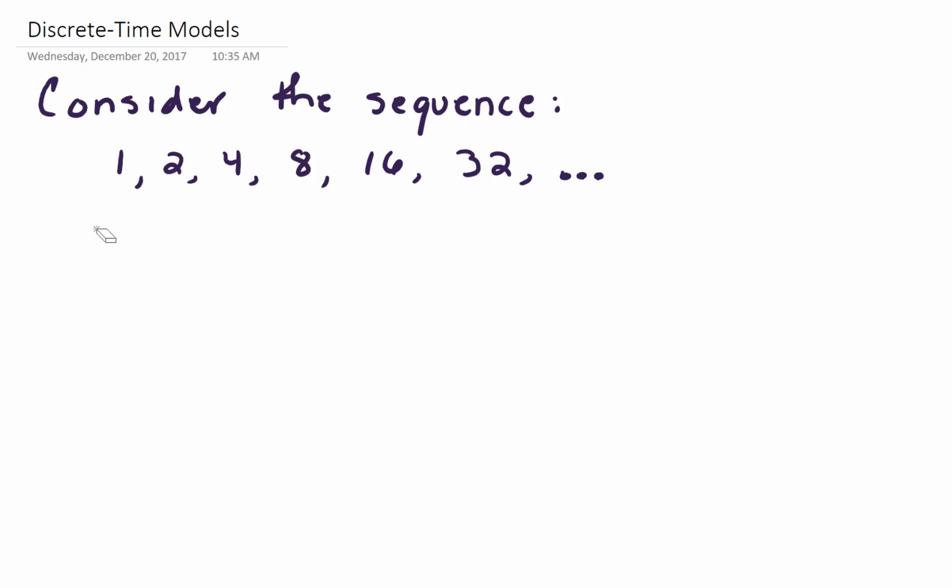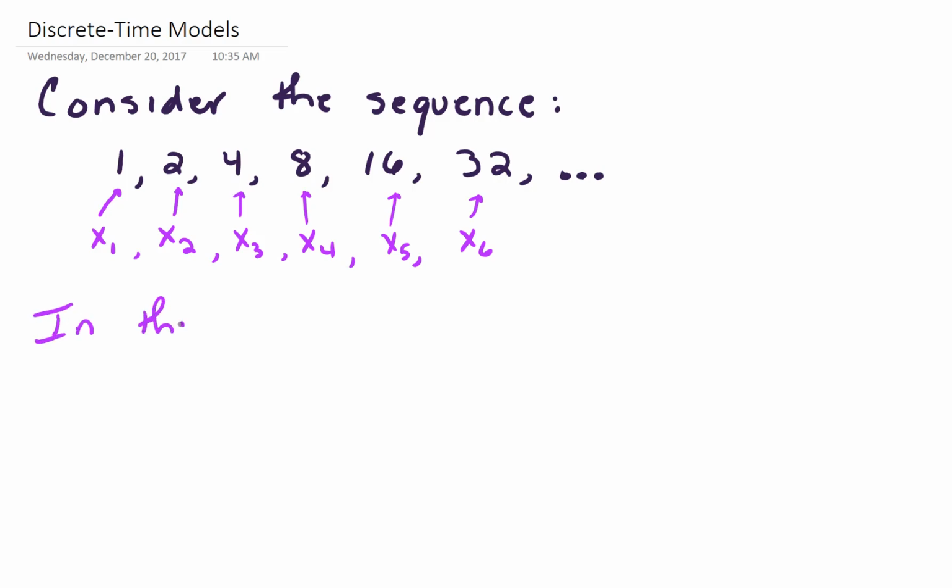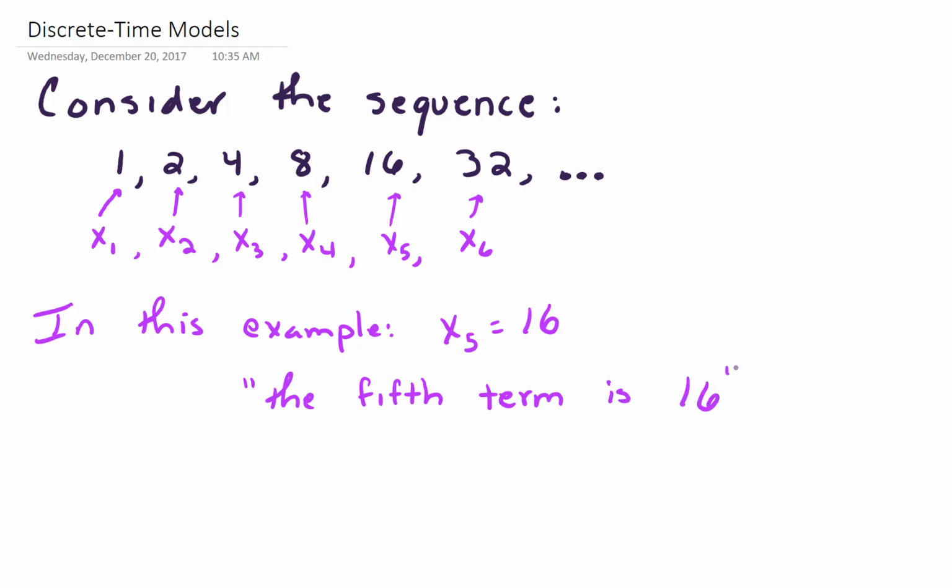For example, the first term in the sequence we will denote as x sub 1. The next term we will denote x sub 2. The third term we will denote x sub 3, and we continue this pattern: x sub 4, x sub 5, and x sub 6. So in this particular sequence, we could say that x sub 5 equals 16. All that means is that the fifth term is 16, or the fifth number in our list has a value of 16.